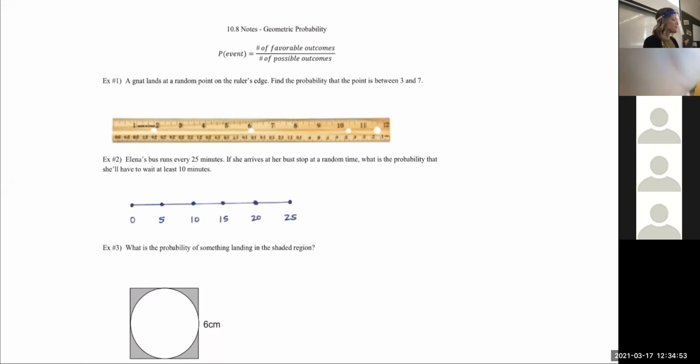Here it is. So 10-8, when you're doing probability, you've probably learned this concept before. We are always going to write it as the probability, capital P, of some event. Okay, whatever we're trying to find the probability of, that's going to be in parentheses there.